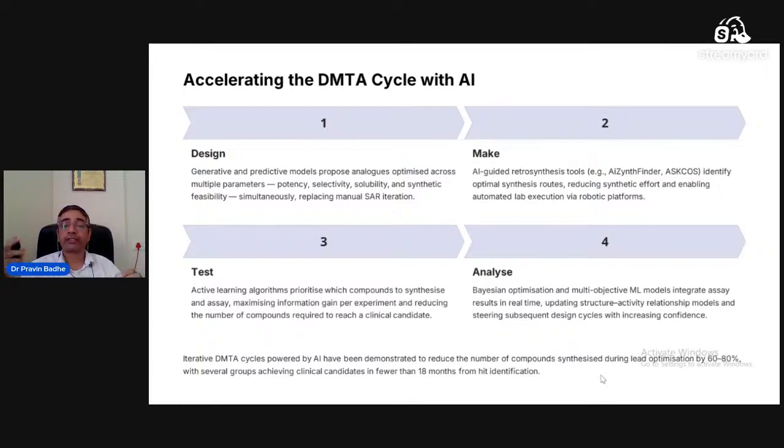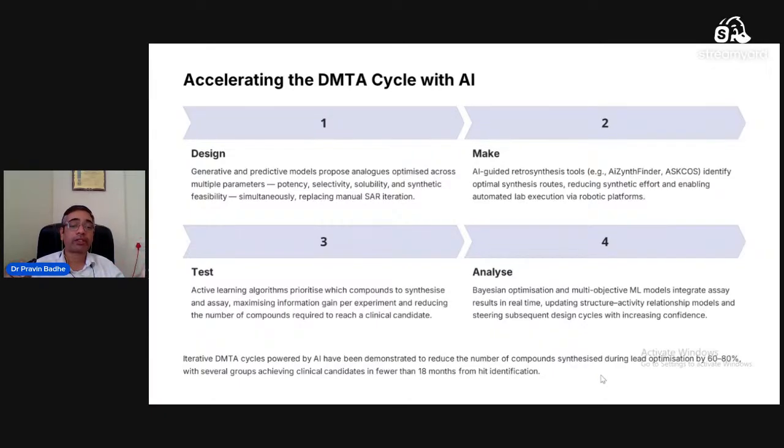You can design it using the large language model by vibe coding. You can do that, so that way you can have the optimization done for the synthetic route. Still, you have not started the synthesis, but you have reduced the synthesis effort by doing this. Then the third is that you will test that.